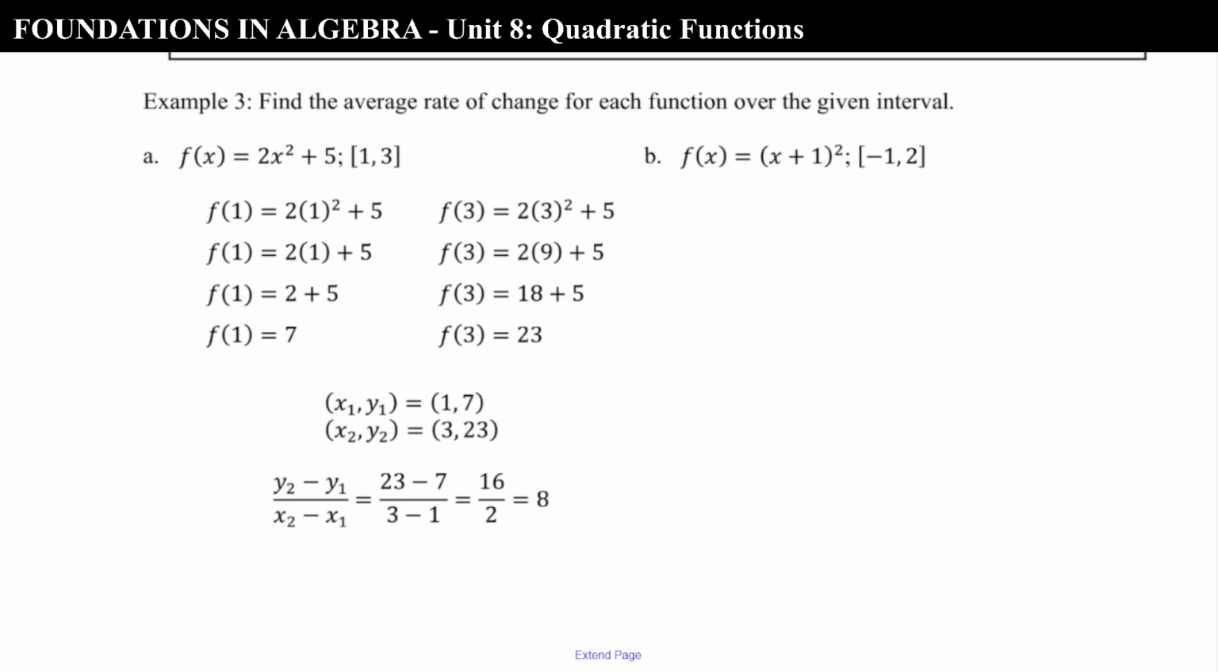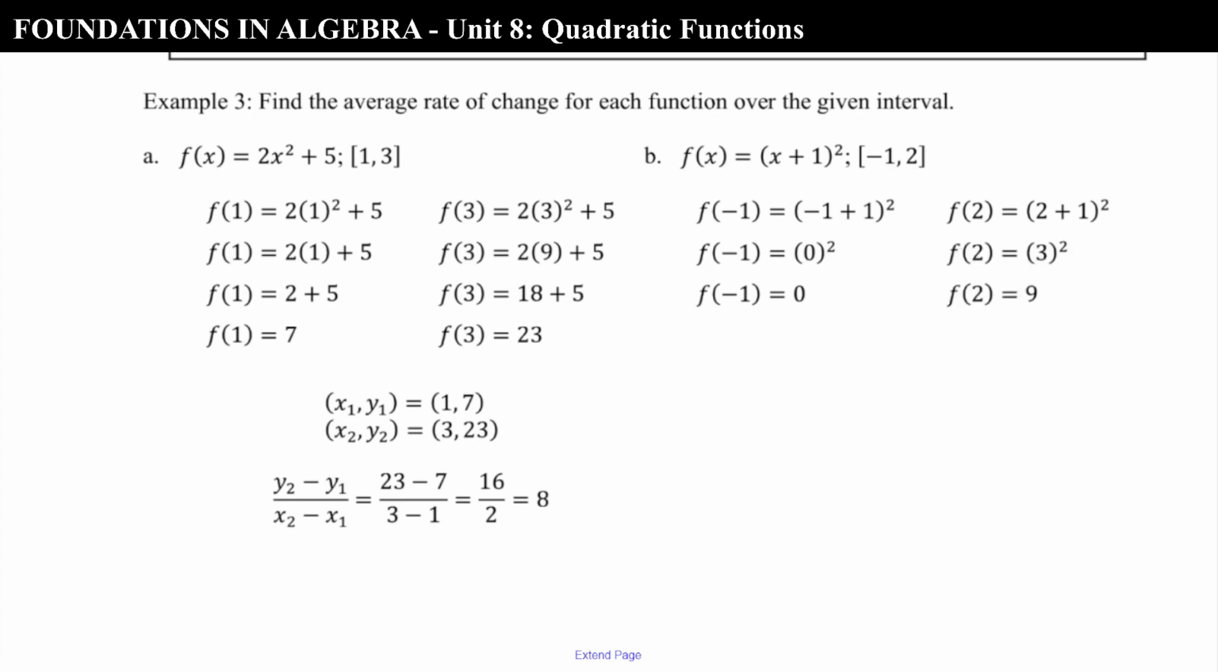For B, same sort of a deal, okay? We're going to plug in negative 1 for our x first. Negative 1 plus 1 gives us 0. 0 squared is 0. For the second point, 2, we're going to put in 2 for x. 2 plus 1 is 3. 3 squared is 9. So x1, y1 is negative 1, 0. x2, y2 is 2, 9.